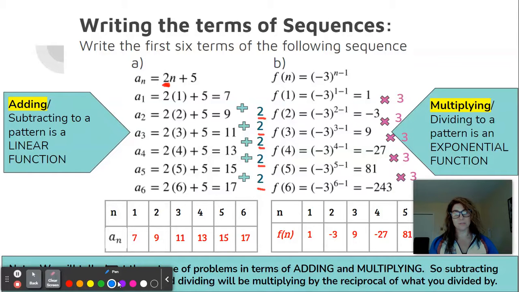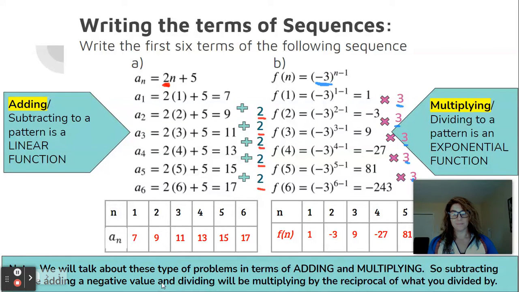Multiplication we have on the other side, right? Times 3, all of these. Well, that happens to be the base of my exponential problem. So multiplying or dividing is going to be related to an exponent problem. Okay. And down here, we're going to talk in terms of adding and multiplying. That's why you see those words highlighted.